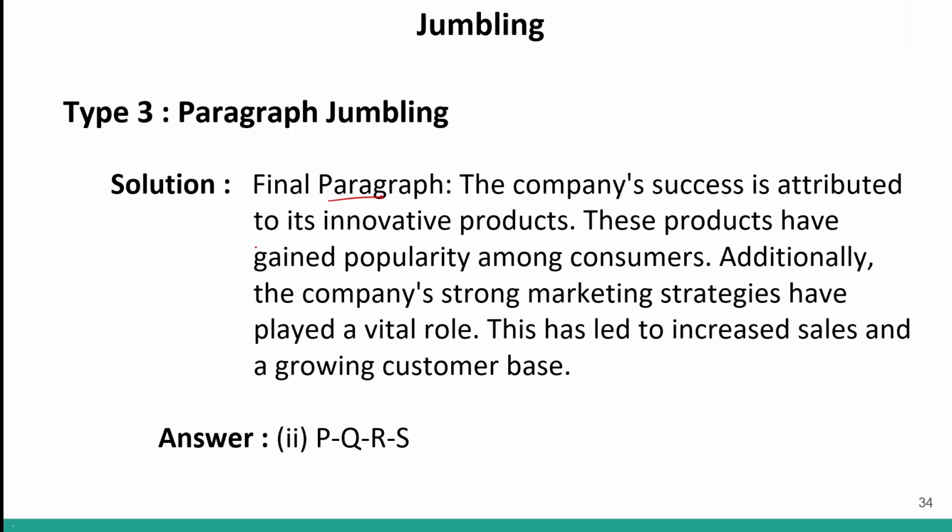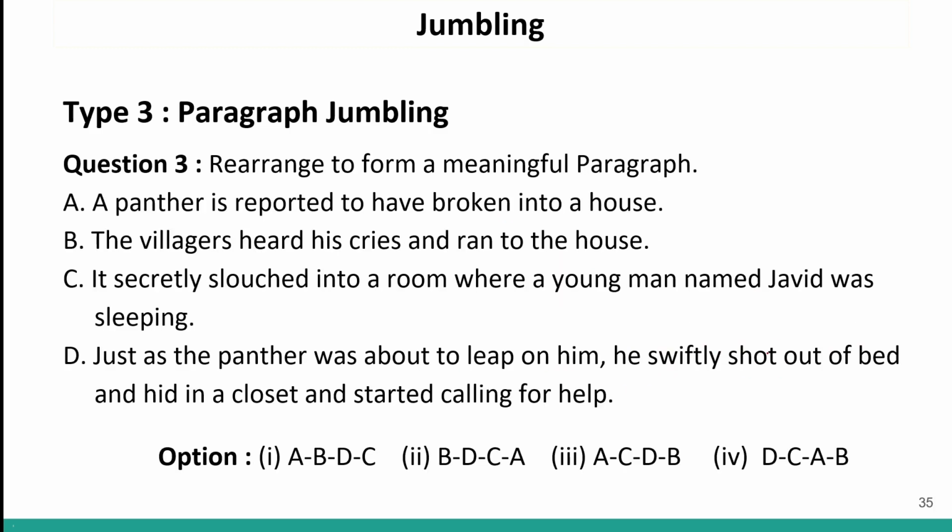So here you can see this will be the final paragraph. The company's success is attributed to its innovative products. Then we explained about the products. These products have gained popularity. Then we said that this is one reason and this is the second reason for the company's growth, that is the company's strong marketing strategies have played a vital role. And then we used this statement as the concluding statement to say that because of all these reasons the company's growth has been good. Okay, now question number 3, we have to rearrange these to form a meaningful paragraph.